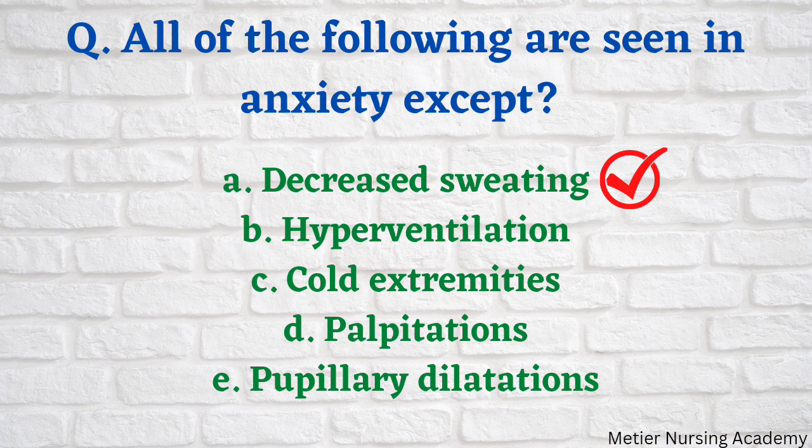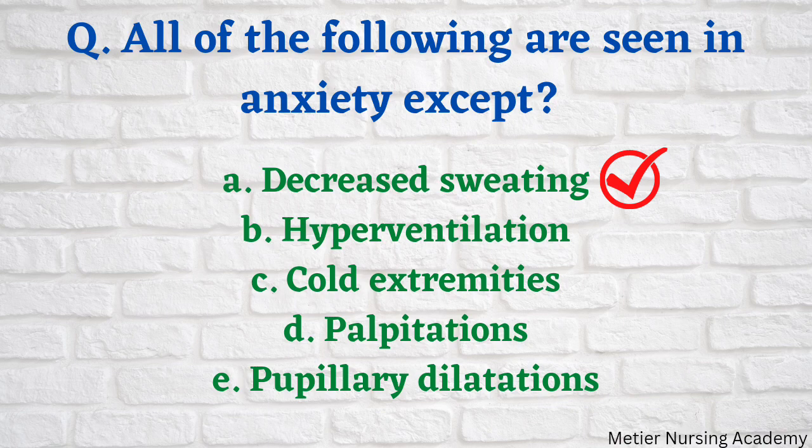Why I selected this option? What is the rationale behind this? Listen to the question carefully. All of the following are seen in anxiety except. So, during an anxiety situation, when the sympathetic nervous system activity is stimulated, increased sweating will immediately take place. Whereas here in this option they have given decreased sweating. So it is a wrong one, that's why I selected this option.